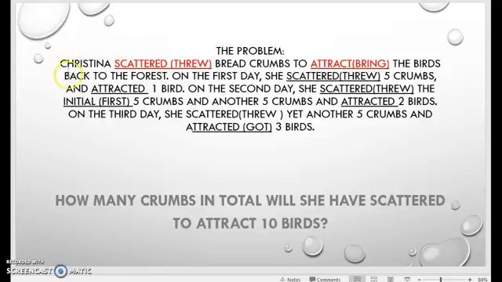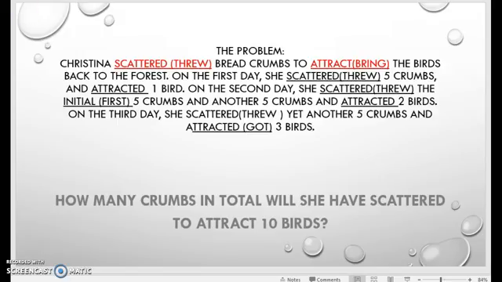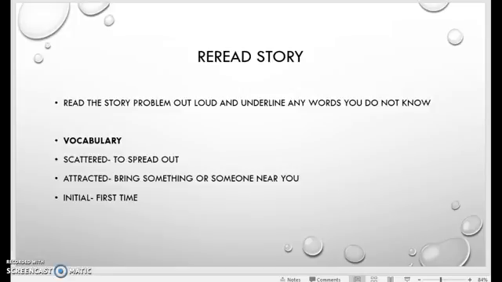Step number 3 says to reread the problem. So we are going to reread the problem and identify what we want to know: how many crumbs in total will she have scattered to attract the birds. Okay, in the read the story problem, I also added the vocabulary right here that mentions those 3 words, scattered, attracted, and initial.